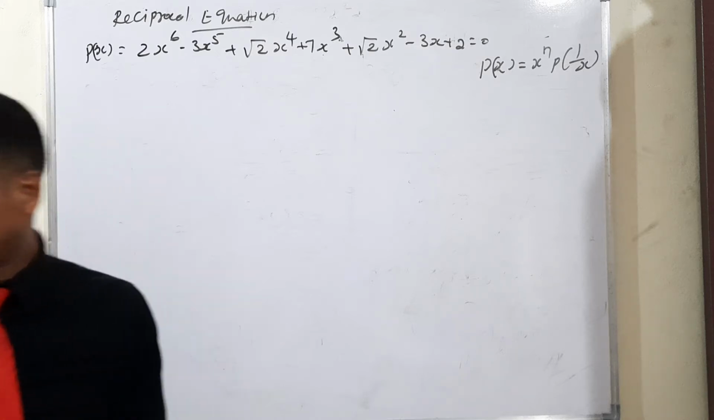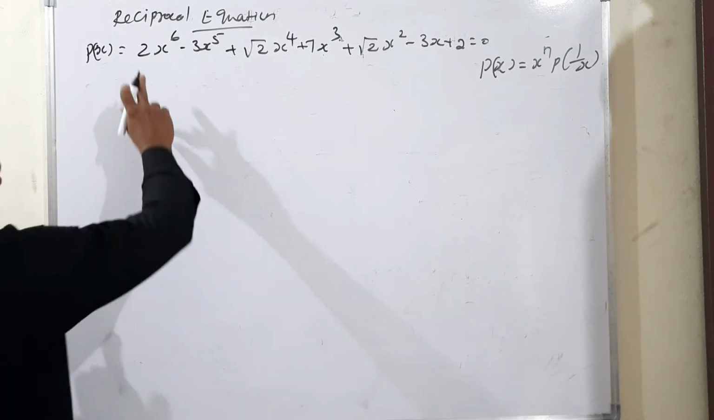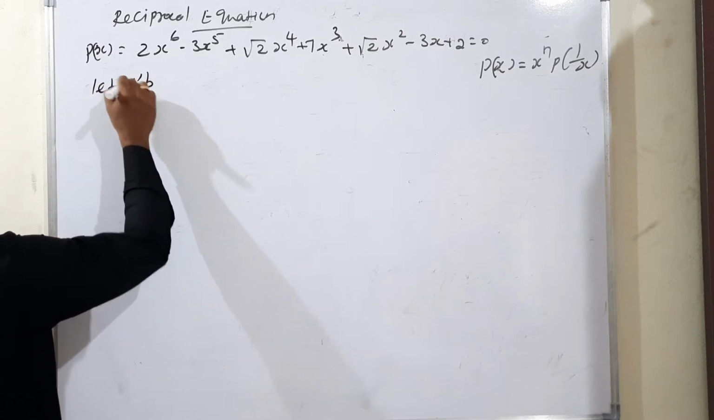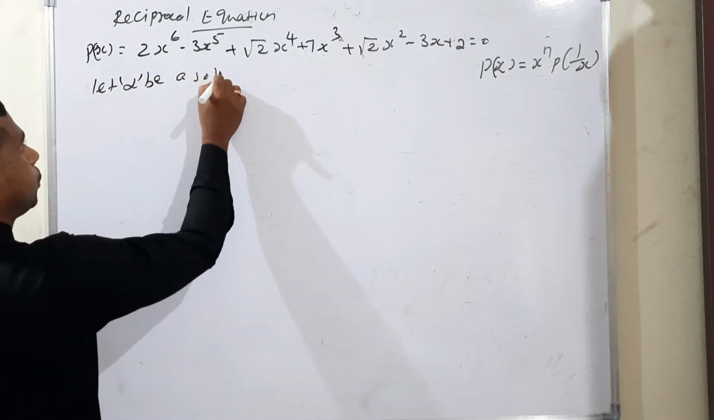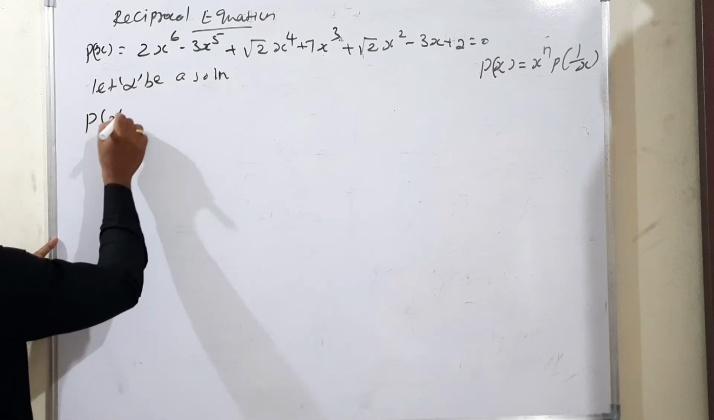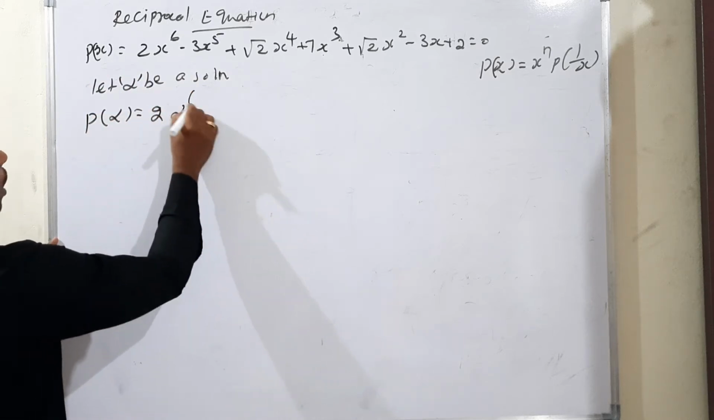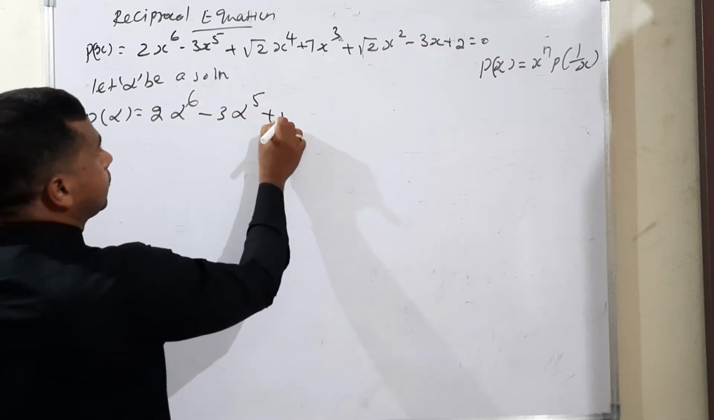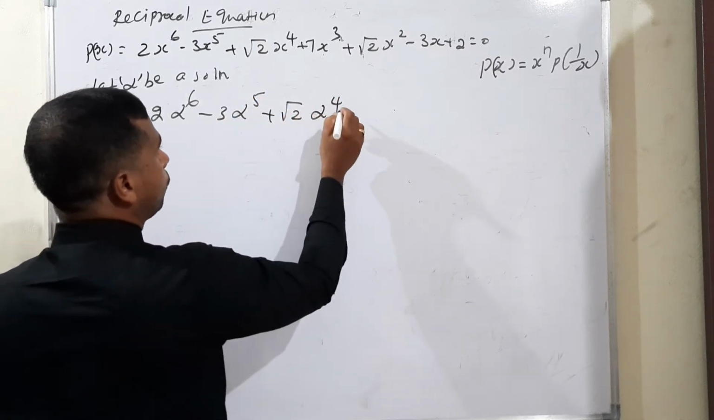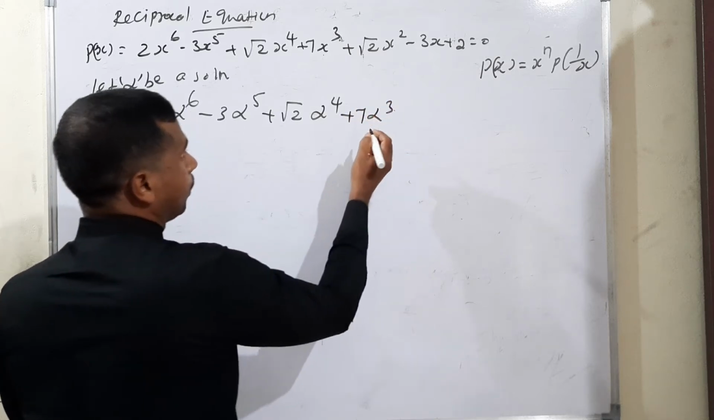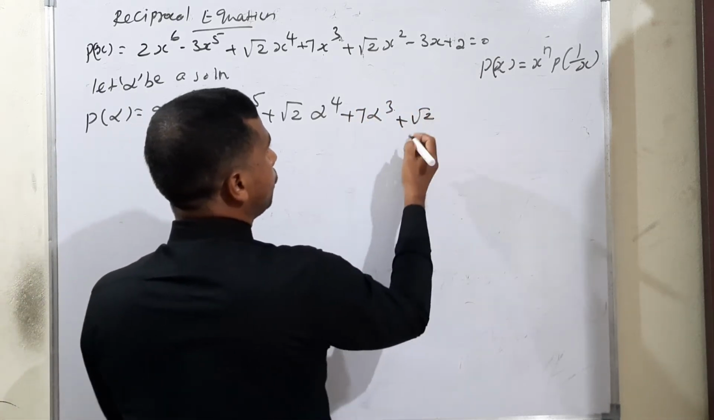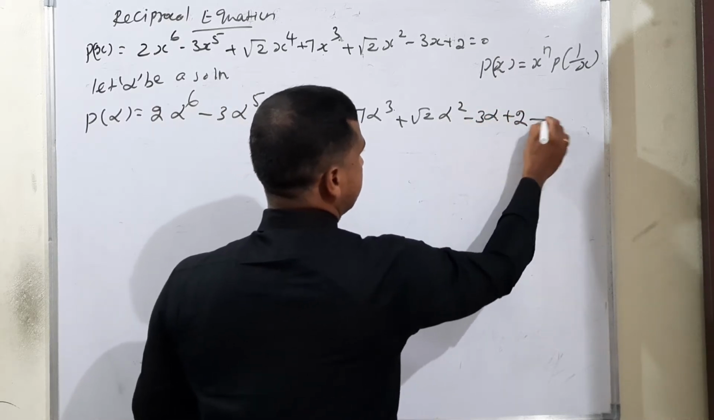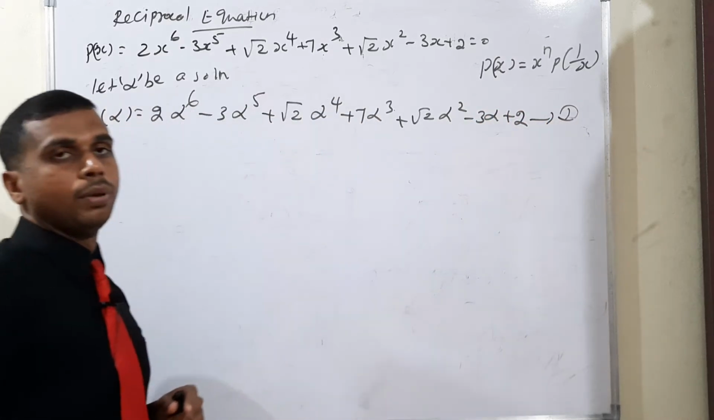So I will apply it. Let alpha be a solution, which means P of alpha is equal to 2 alpha power 6 minus 3 alpha power 5 plus root 2 alpha power 4 plus 7 alpha cube plus root 2 alpha square minus 3 alpha plus 2. This is the condition for equation number 1.